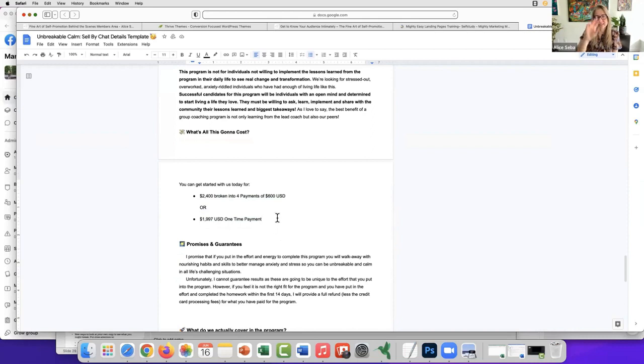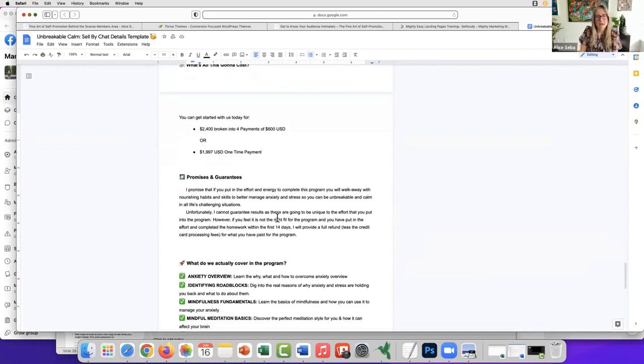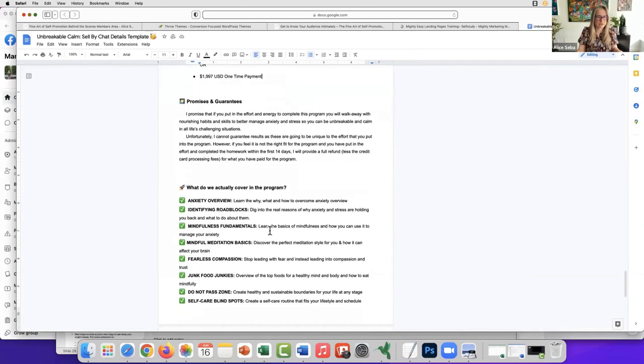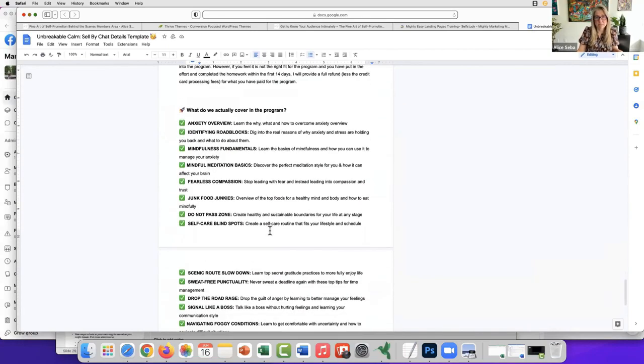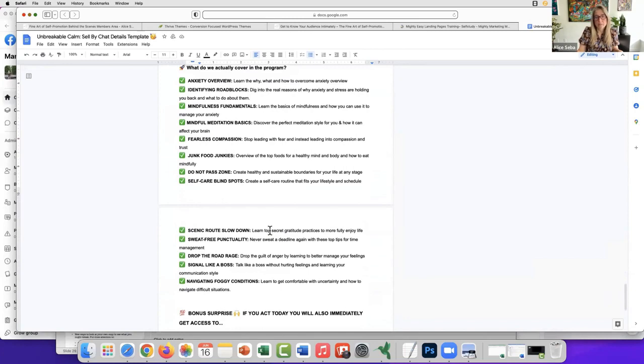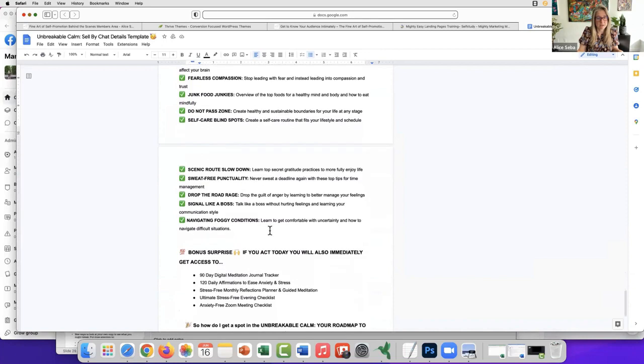But in a format where you're going from top to bottom, I would agree. You'd probably put that at the top. But there needs to be way more stuff here than just listing that. So actually, and then here, what do we actually cover in the program? This is good, actually. These bullet points are good. Definitely needs to be talked about before you tell them the price, I think.